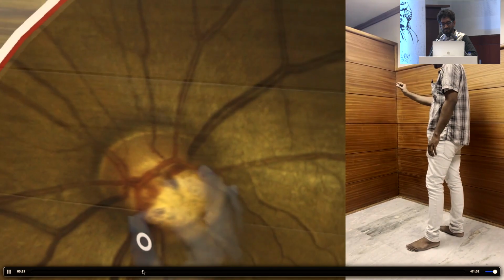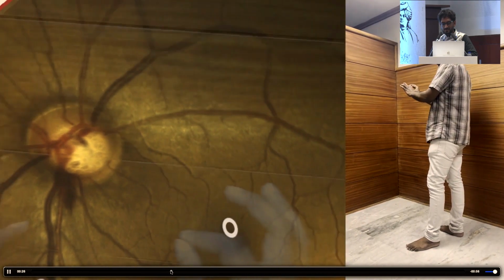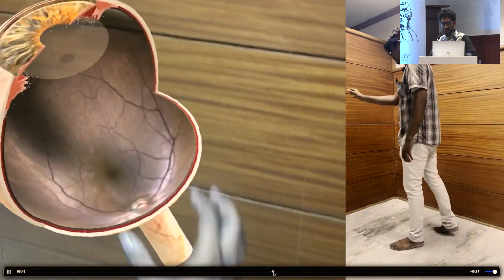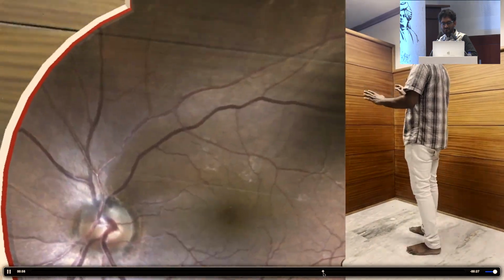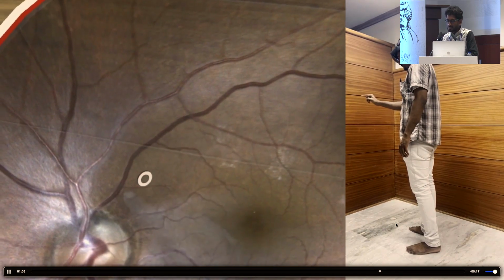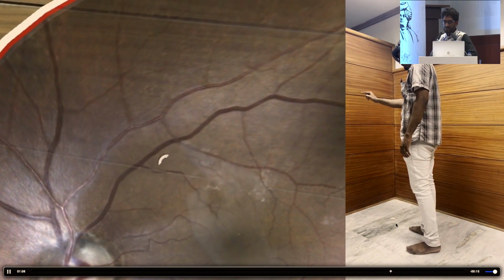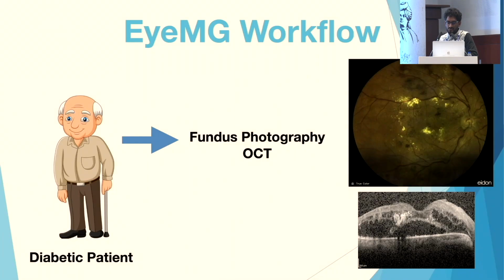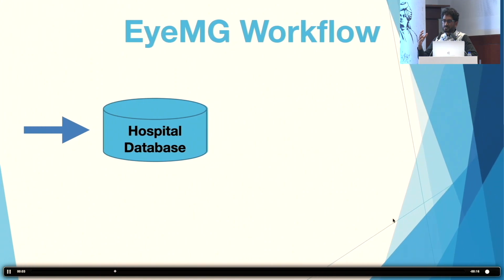So you can see the same splinter hemorrhage patient case sheet. Now we can examine it in 3D. The angle structures can be extrapolated and examined, and then you can see the RNFL defect here, which is being examined in color as well as in autofluorescence and infrared. We published it in the August 2022 issue of the Indian Journal of Ophthalmology, and now we are pushing ourselves further to incorporate OCT into it.